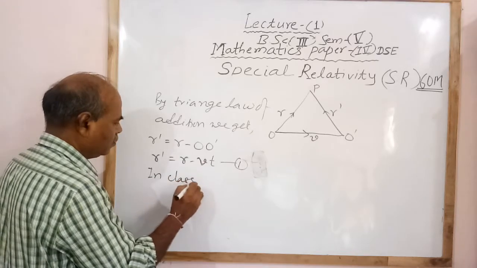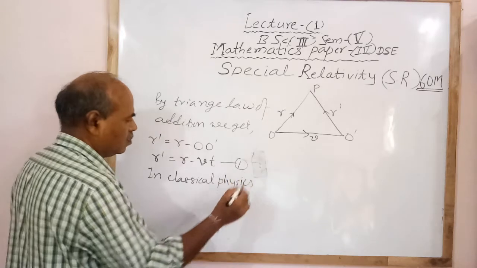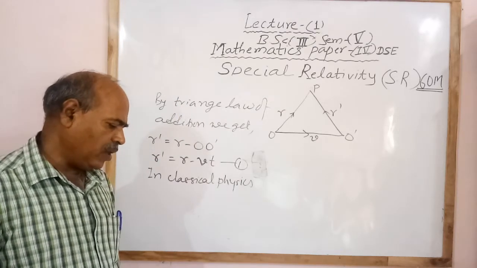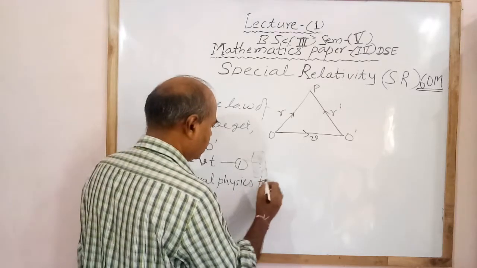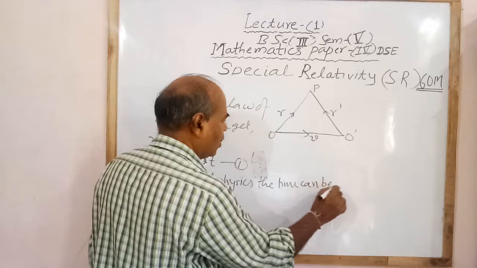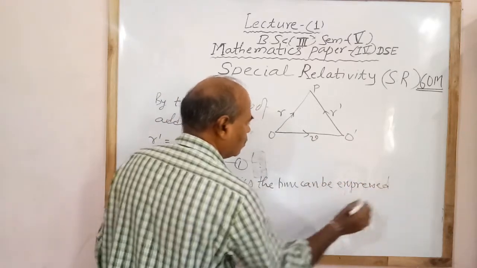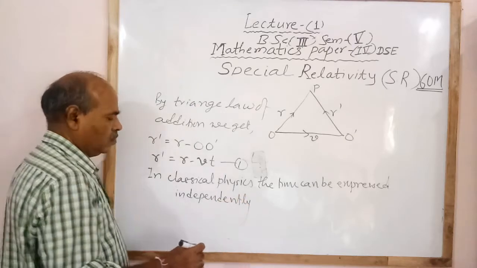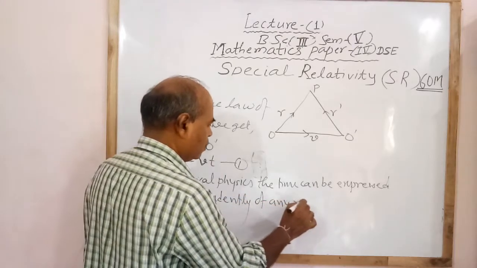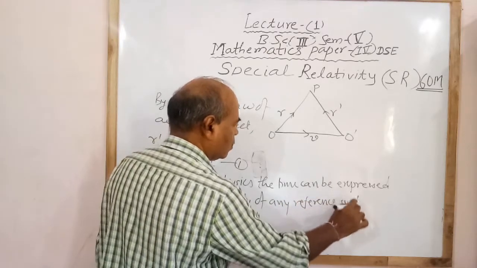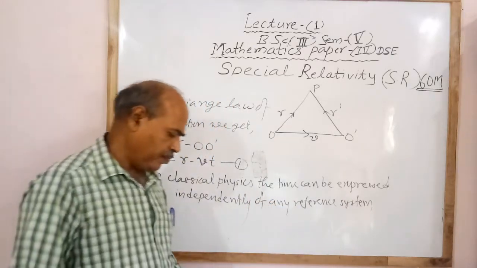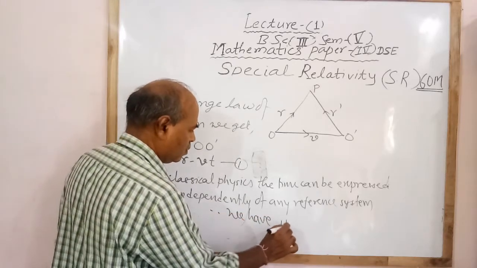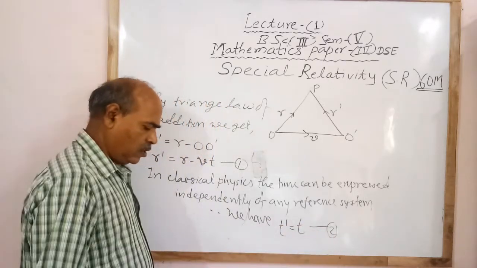In classical physics, the time can be expressed independently of any particular reference system. Therefore, we have t dash equal to t.